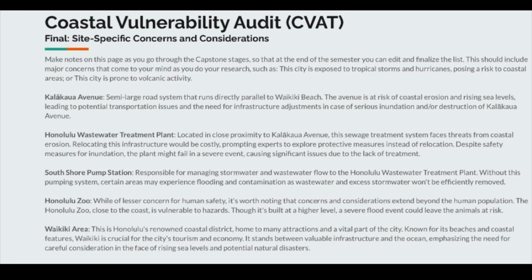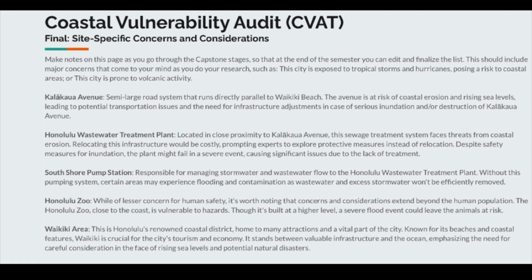For my final stage, which is site-specific concerns and considerations, I went into deep research trying to figure out what areas in Honolulu would need assistance. In the road system category, Kalakaua Avenue, which is a road that runs directly parallel to the beach, is at risk of coastal erosion and rising sea levels. So it would need to be fixed, otherwise it would lead to transportation issues.